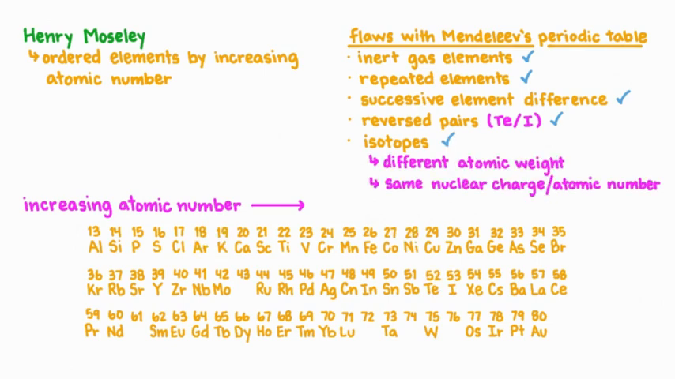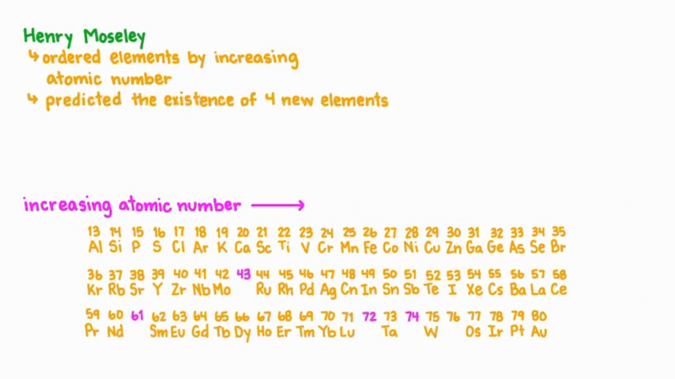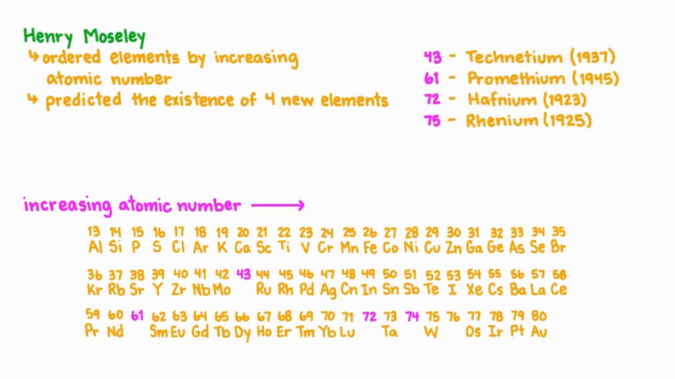Finally, isotopes were no longer an issue if the elements were listed by atomic number. This is because while isotopes of an element have a different atomic weight, they have the same nuclear charge and therefore the same atomic number. In addition to solving the flaws with Mendeleev's periodic table, Moseley's discovery was important for 2 more reasons. Like Mendeleev, Moseley predicted the existence of 4 undiscovered elements. All 4 of these elements would later be discovered and named technetium, promethium, hafnium, and rhenium.